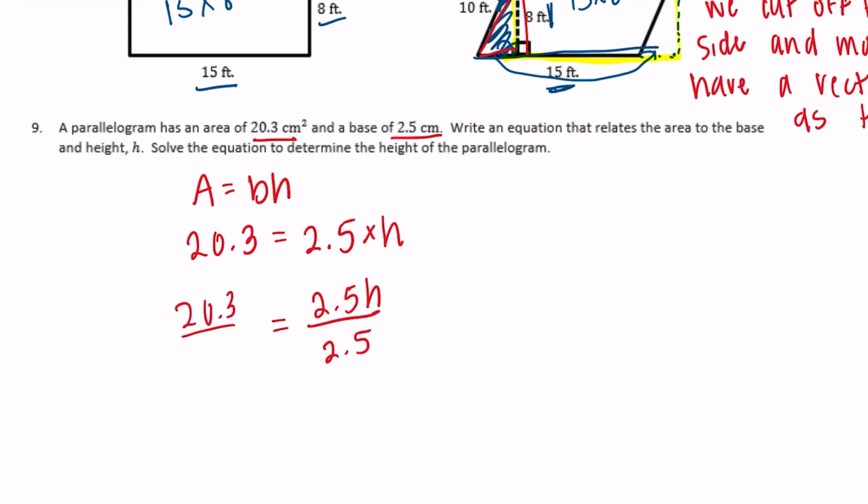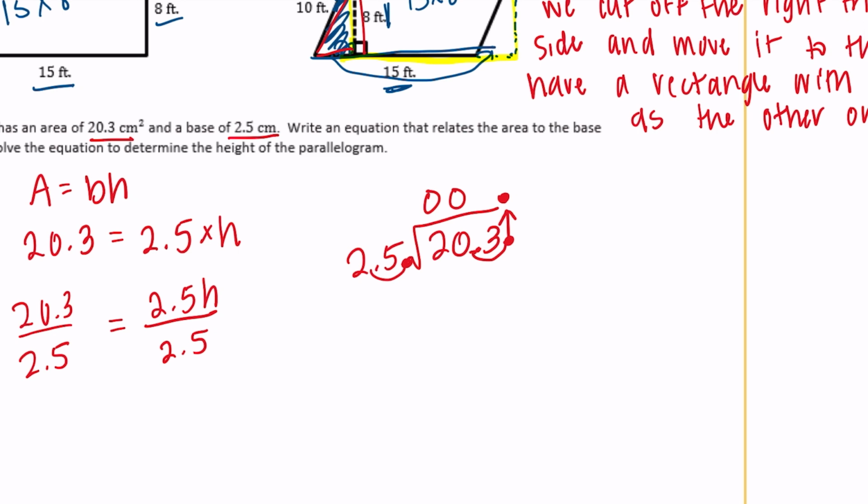What we do on that side, we must do on the other side. So let's do 20 3/10 divided by 2 5/10. So to start, since we're dividing decimals, I'm going to make this a whole number by moving it over one place. Do the same thing on this side, and then move it directly up. And we no longer need to worry about the decimal place. So how many times can 25 go into 2? 0. How many times can 25 go into 20? 0. How many times could 25 go into 203? Well, 25 could go into 200 8 times.